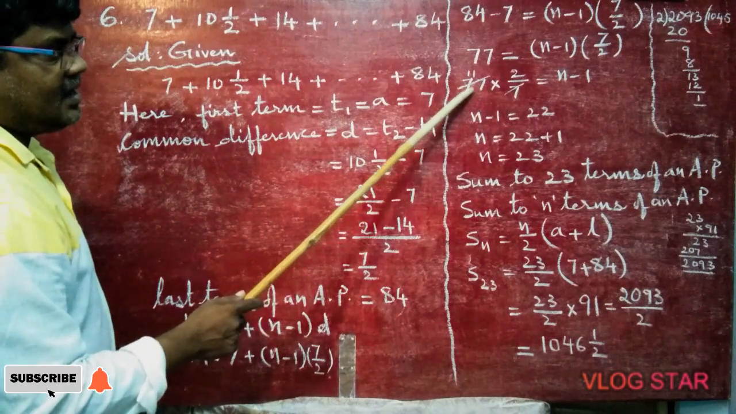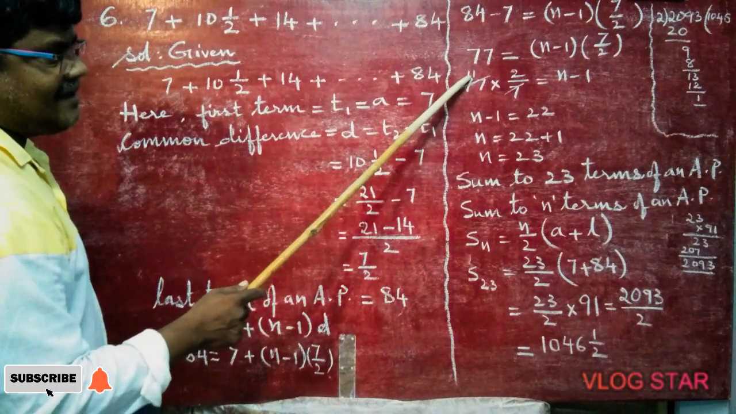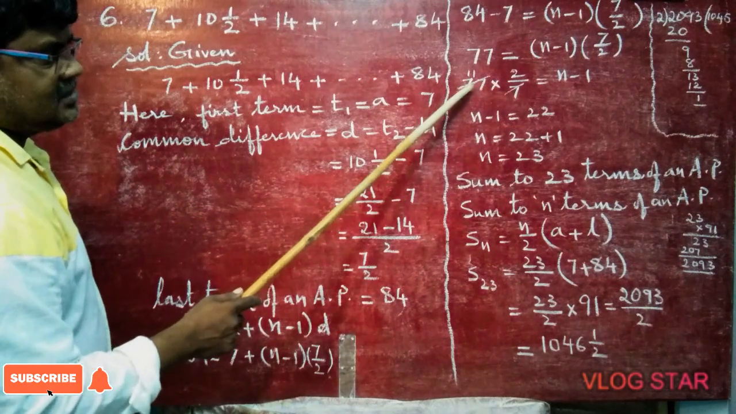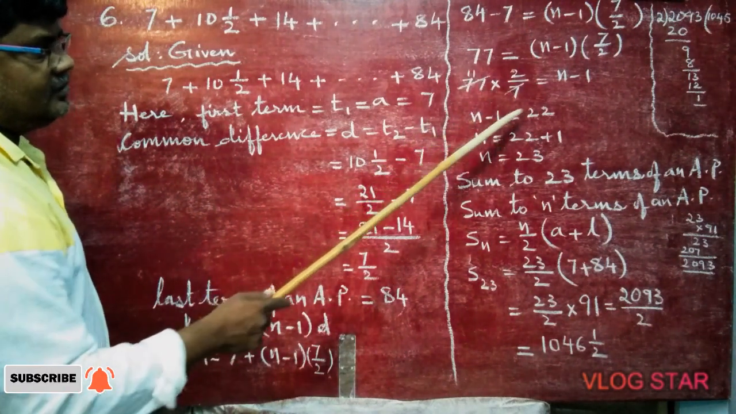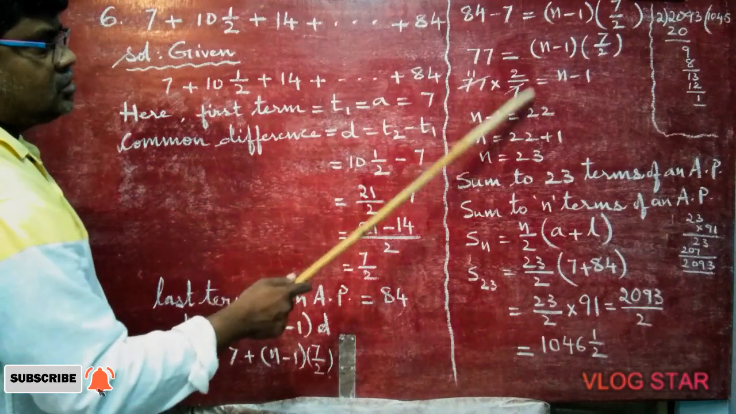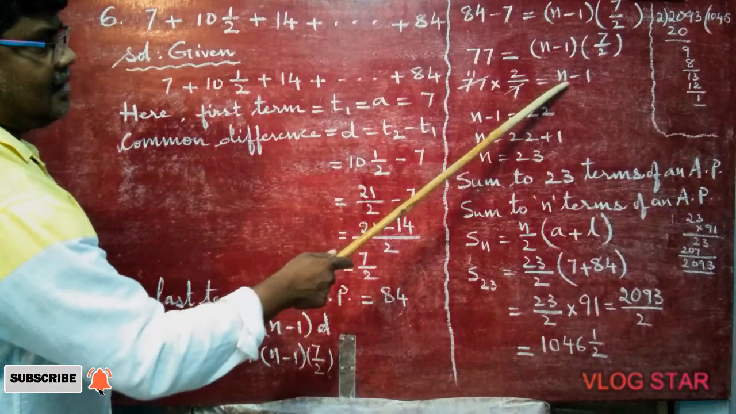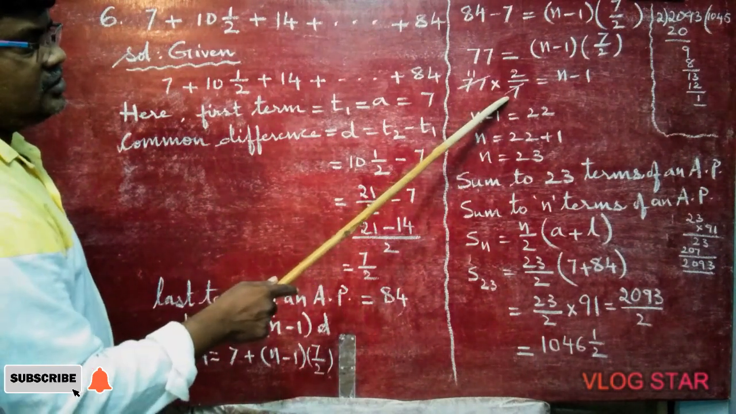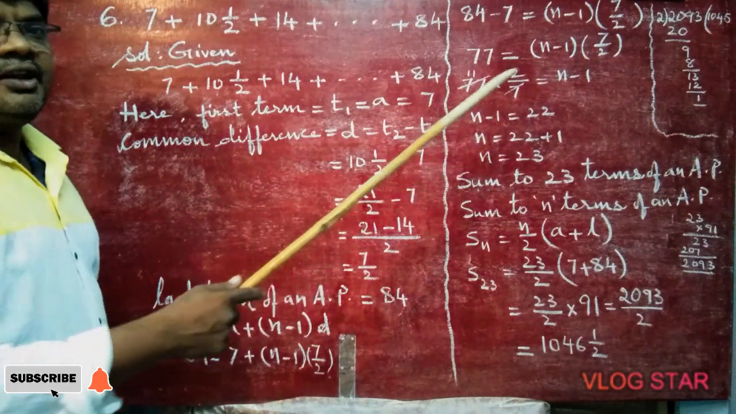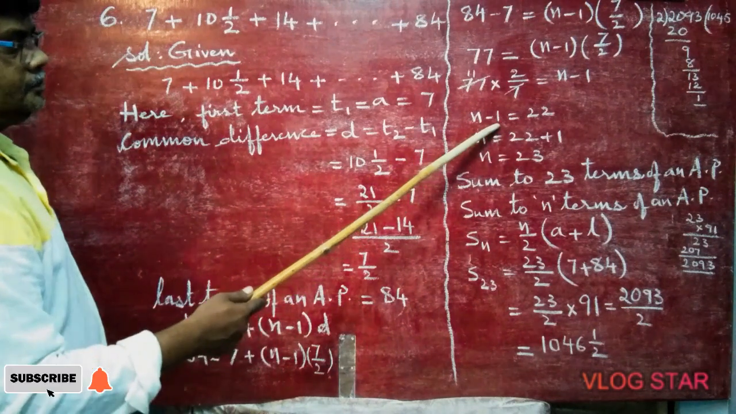7 goes into 77 11 times. So 11 into 2, 11 2s are 22. So I am writing N minus 1 is equal to 22. No sir, why you wrote like this? 22 is equal to N minus 1. Anything is equal to anything, in any way we can write, no problem.